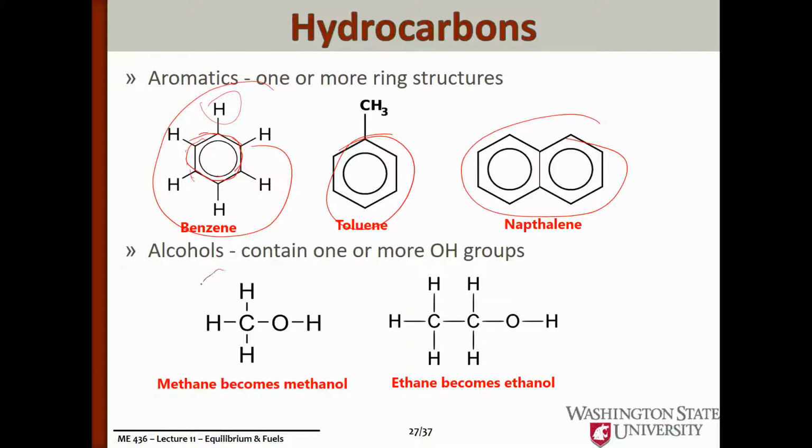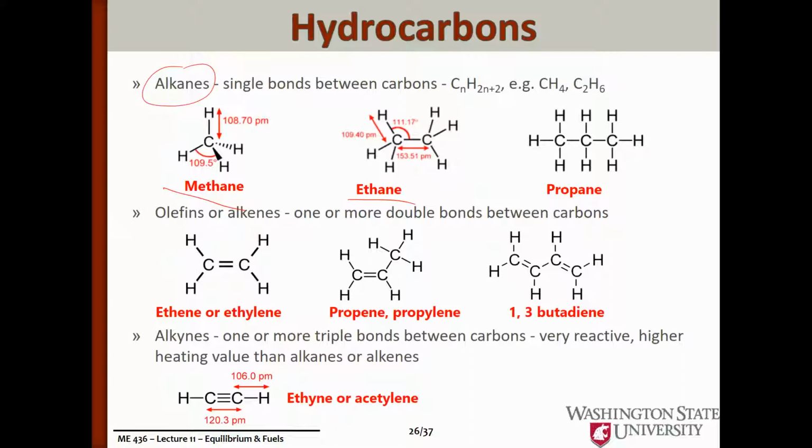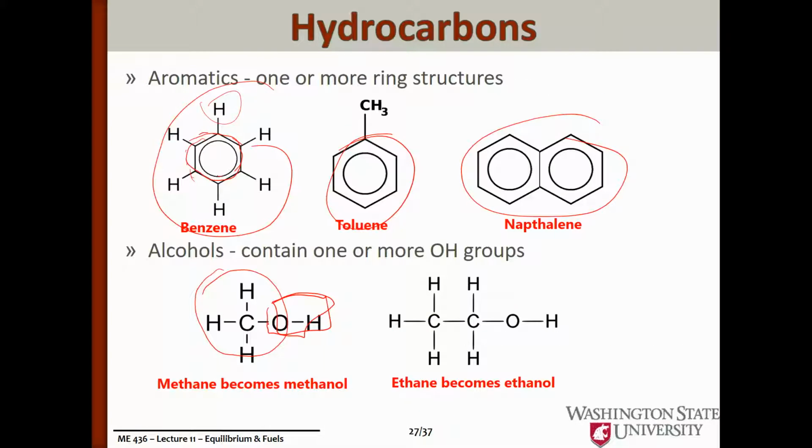Alcohols are very similar to the hydrocarbons. It's just one place that was bonding to a hydrogen is now bonding to an OH group. So methanol looks just like methane, but with one OH instead of just an H right here. And ethane, which was 2 carbons with 6 hydrogens, now instead of having a hydrogen right here, has an OH group. So those are the alcohols.